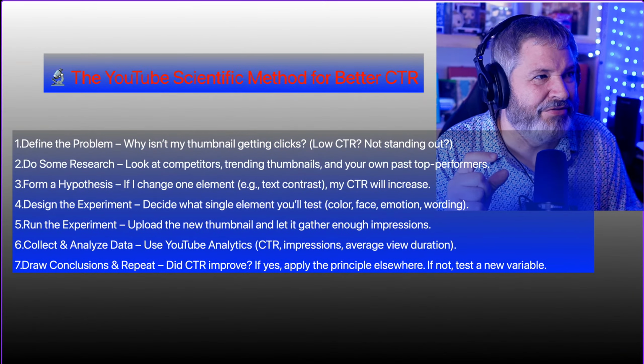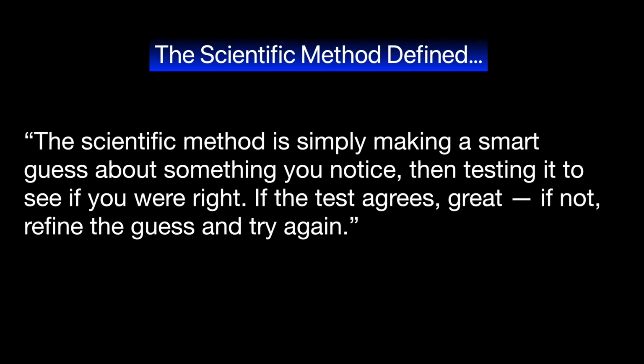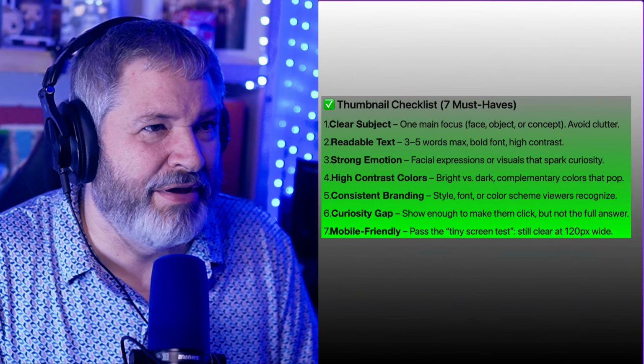Let's define it first. The scientific method is simply making a smart guess about something you notice and then testing it to see if you were right. If the test agrees, great. If not, refine the guess and try again. So let's talk about the scientific method.